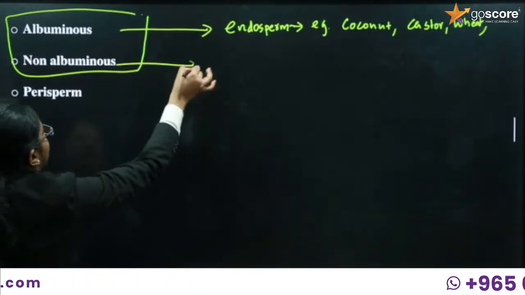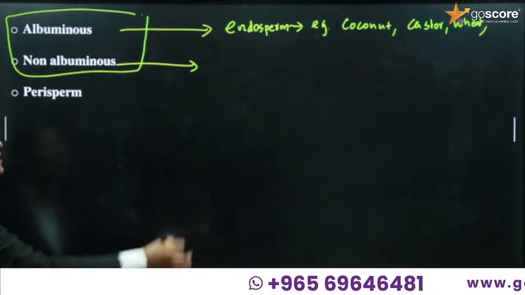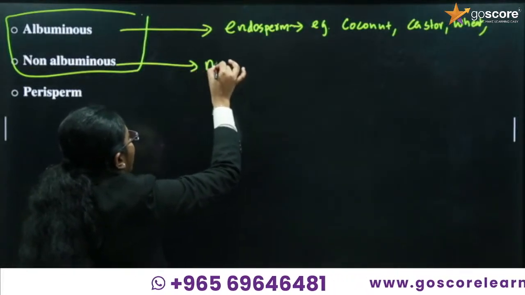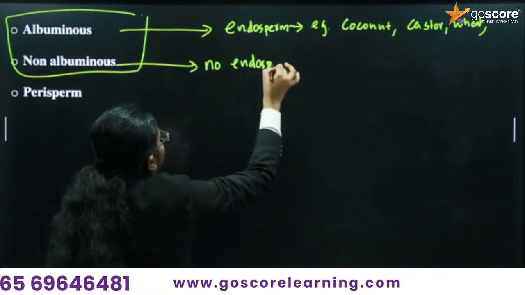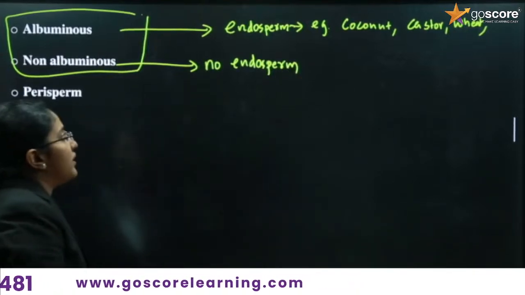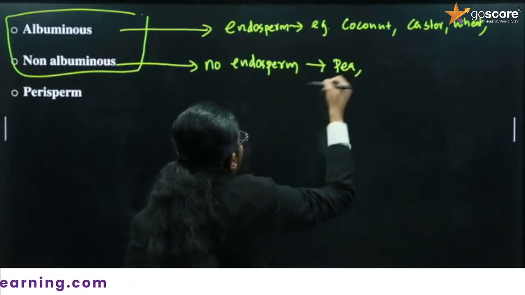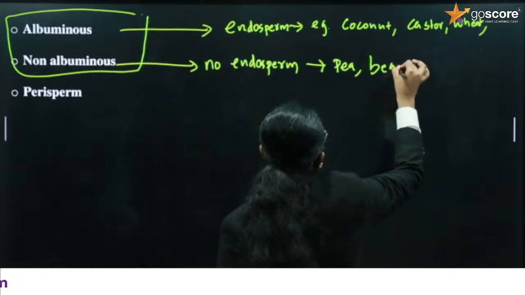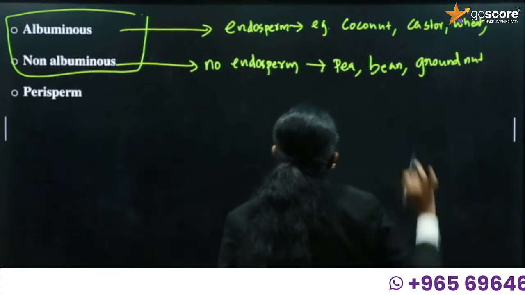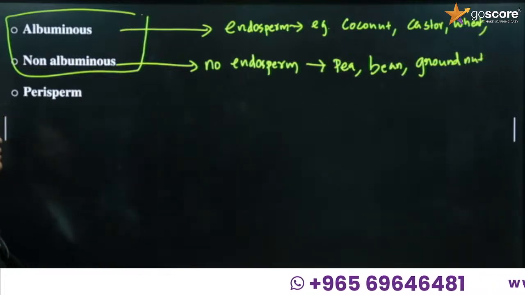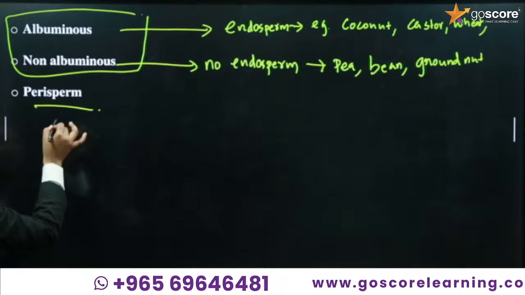Next we have to study non-albuminous seeds. Non-albuminous seeds are those seeds which do not have endosperm, not even the remnants of endosperm. For example, pea is an example. Beans is an example. Then groundnut. These are the examples for non-albuminous seeds. Then the last one is perisperm.